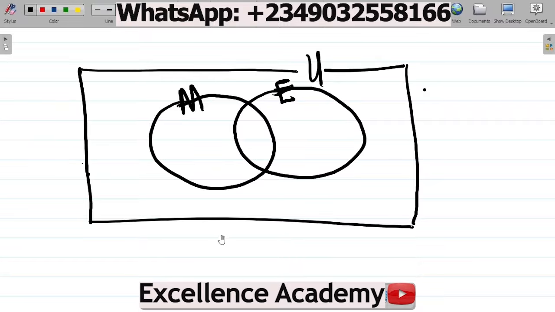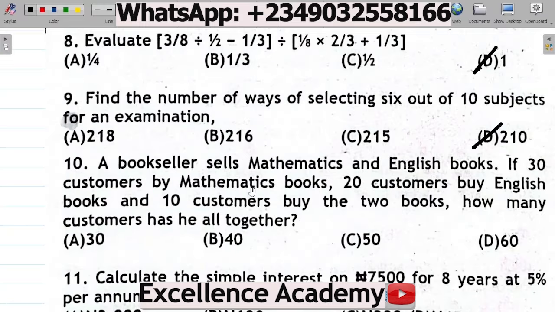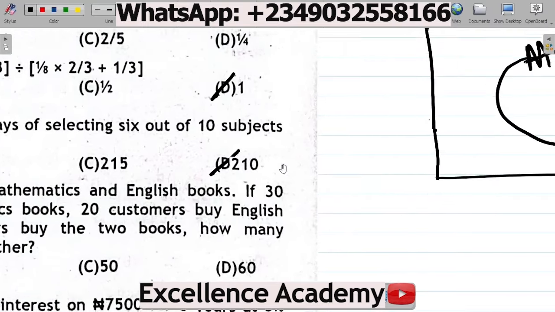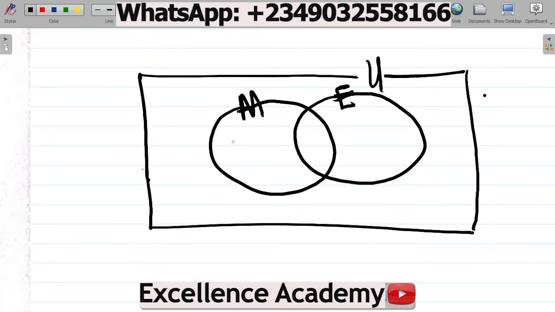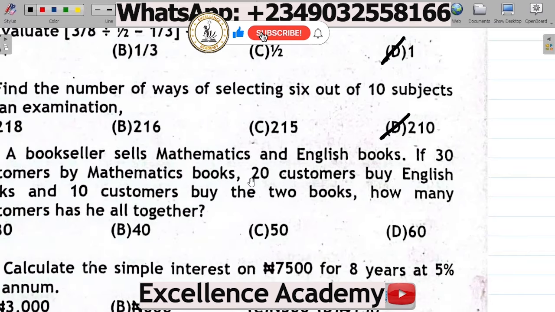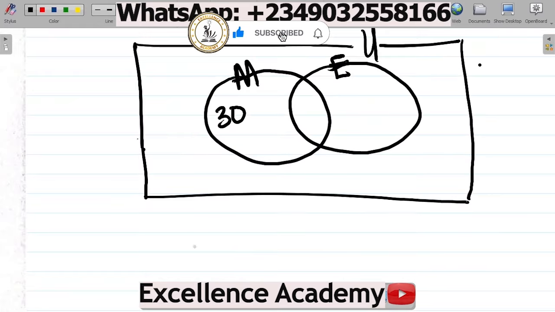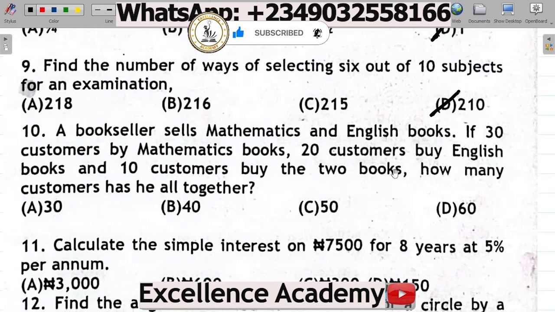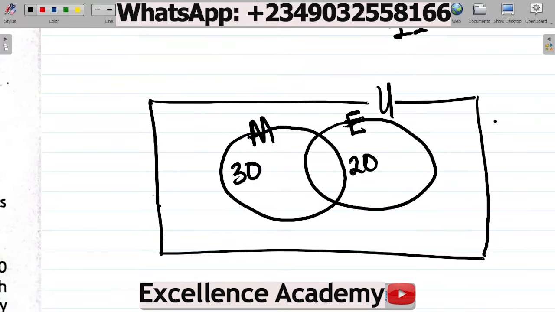Now, from the question, they said 30 customers buy mathematics books. For mathematics, you have 30. What about English? For English, they said 20 customers buy English. So under English, E, we'll add 20 there. Now, how many buy both? They said, and 10 customers buy the two books. So in between there, you have 10 customers.